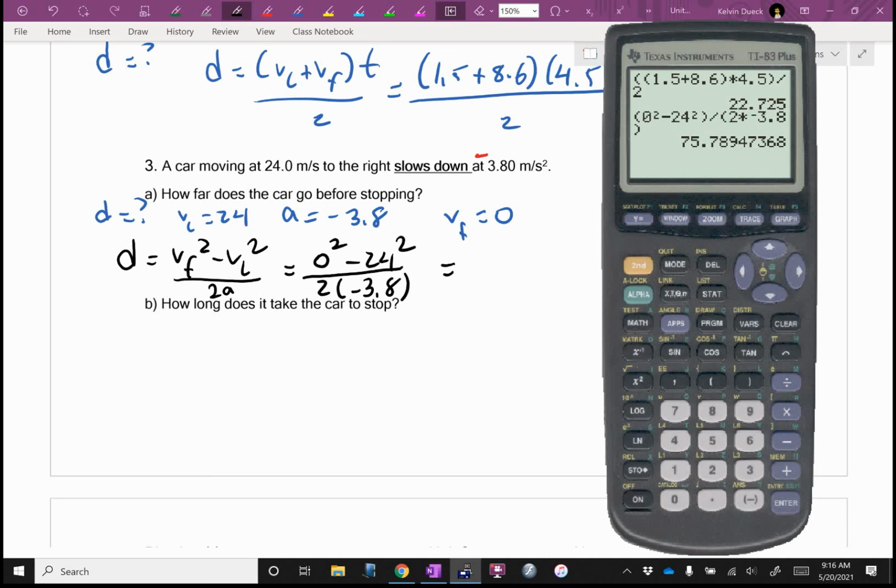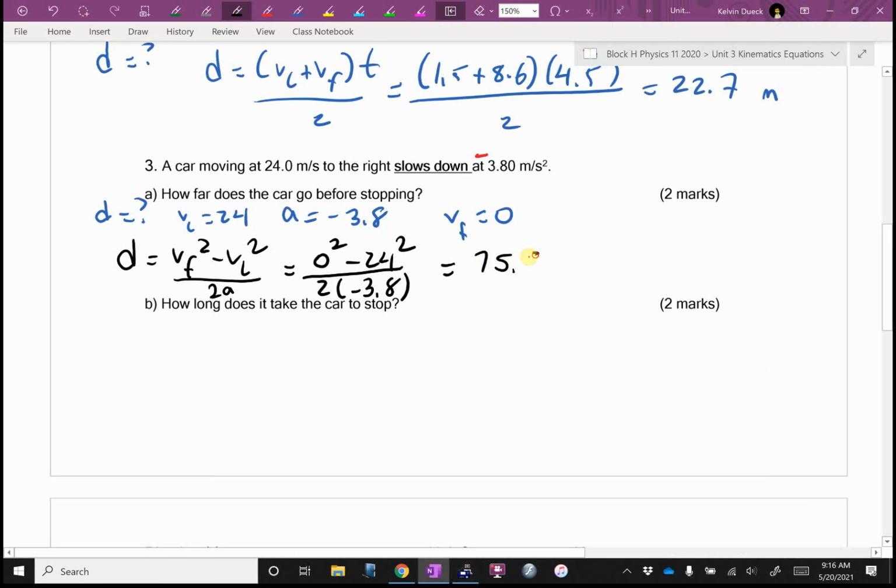You get 75.8? How come? Because I did it different. What'd you do? Formula. VF squared equals VI squared plus 2AD. That's what we used. I forgot. Oh, never mind. I know that. Sorry? I forgot. So you got negative 75.8? No, I know.